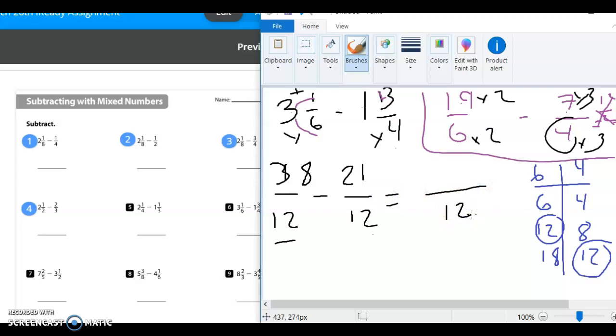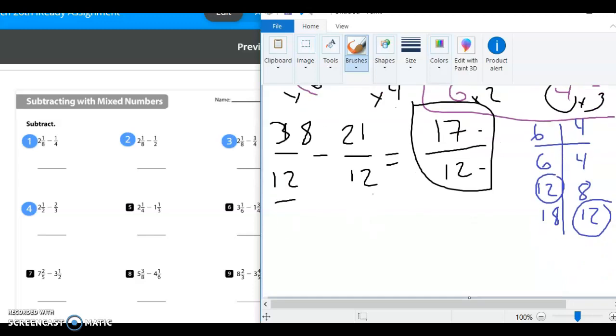My denominator doesn't change. 38 minus 21 is 17. Am I done? No, because you can see since the numerator is larger than the denominator, I have an improper fraction. So how am I going to make that into a proper fraction? Well, we typically divide. 12 would go into 17 how many times?